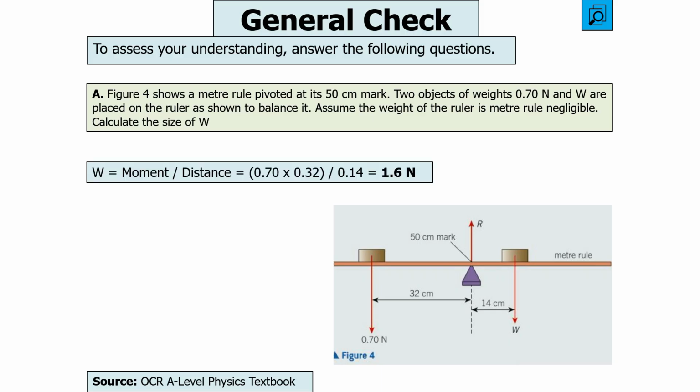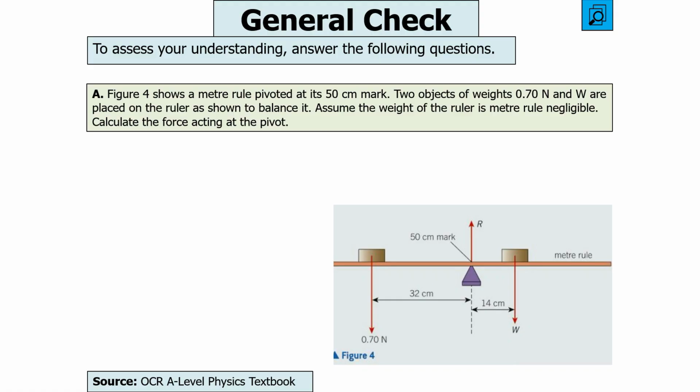So we know that W is going to be equal to moment over distance, because we know moment is equal to force times by distance. So therefore, what is our moment? So our moment is equal to 0.7 times by 0.32 from the other side of the balance point, and they'll balance out because it's in equilibrium. Then we divide that by 0.14 because we turn centimeters into meters, 1.6 newtons.